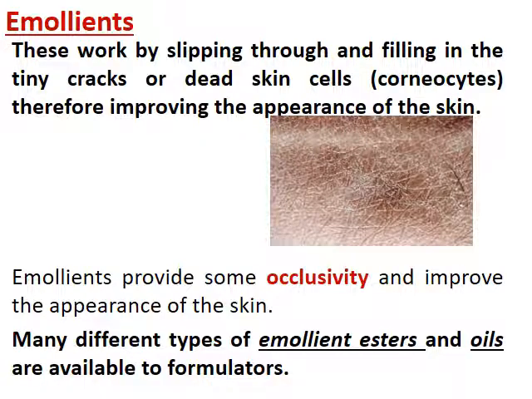Emollients are substances that work by slipping through and filling in the tiny cracks between dead skin cells. Dead skin cells are called corneocytes, therefore improving the final appearance of the skin. Simply, when we apply emollients on the skin, they can slip through the cracks, between the dead cells, between the fissured skin, and fill all these cracks to give the skin a good appearance and a soft, glowing appearance.